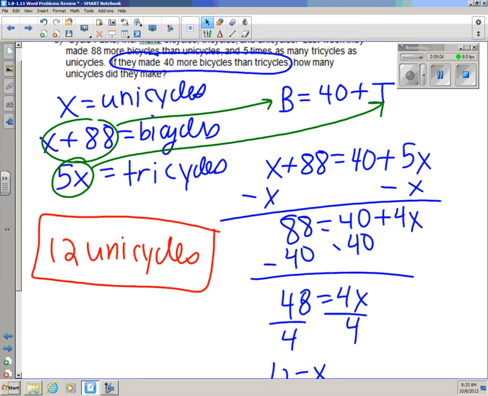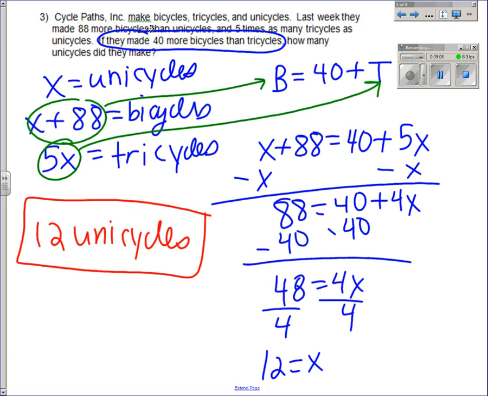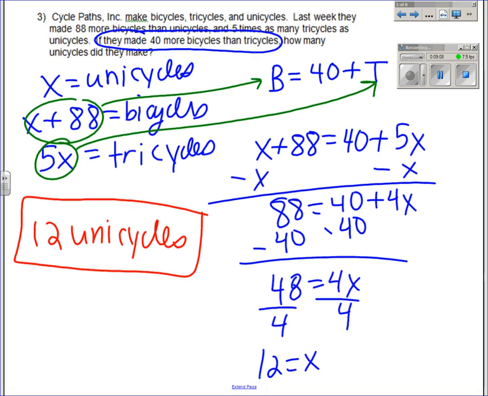Let's see if I can get this on a full page. Boom, boom. Okay? Take all of those words piece by piece. You can do it. Let's go to the next one.